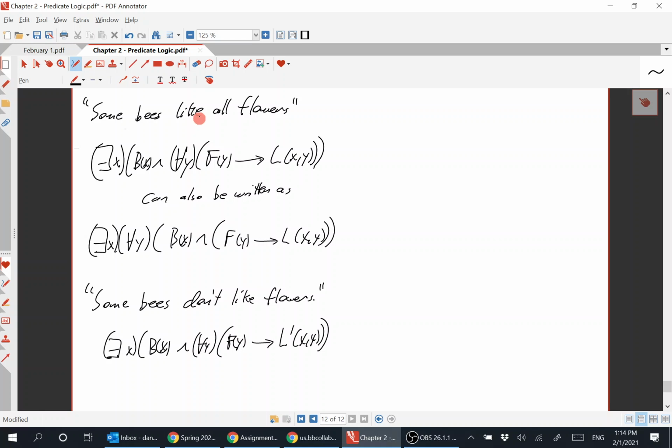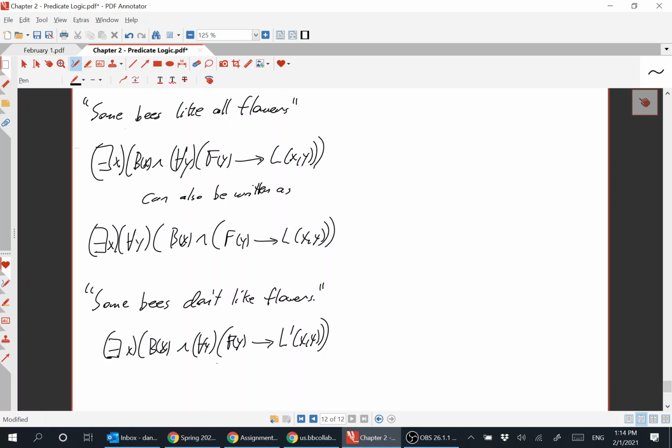So this is some bees like all flowers. There exists an X such that X is a bee, and for every Y, if it's a flower, he likes it. Some bees don't like any flowers. There exists an X such that X is a bee, and for every Y, if it's a flower, he doesn't like it. Okay.